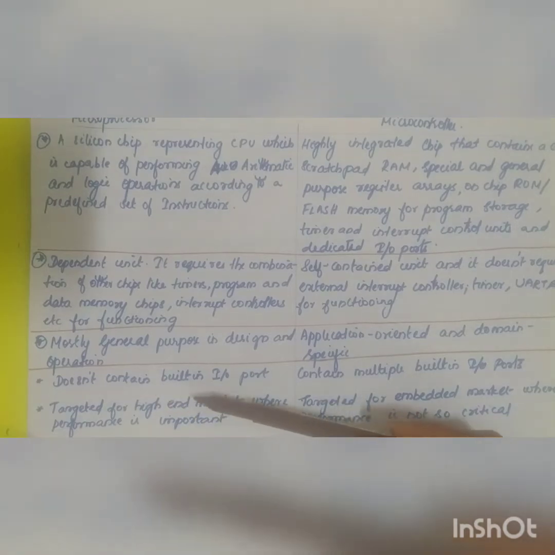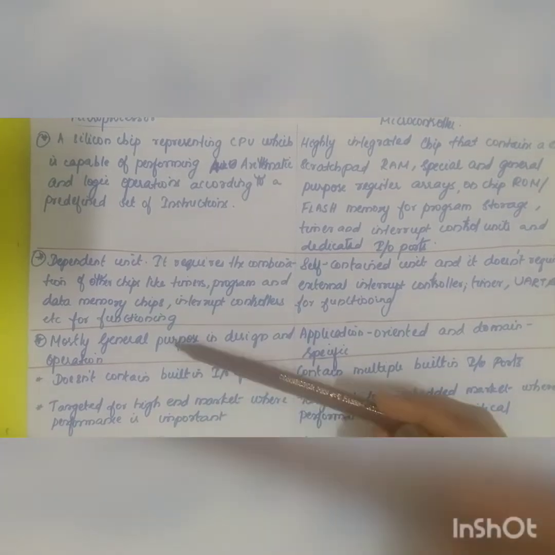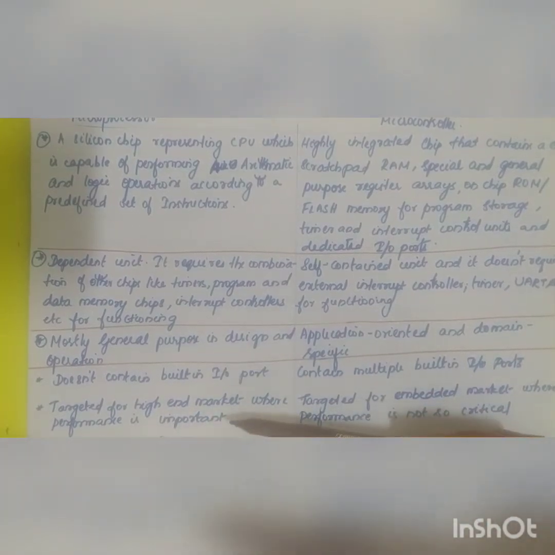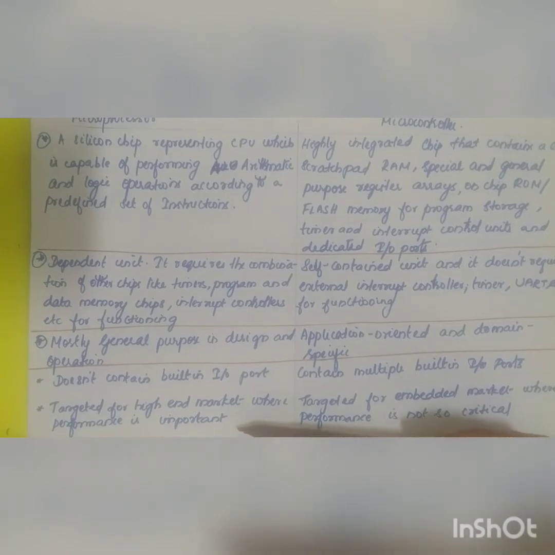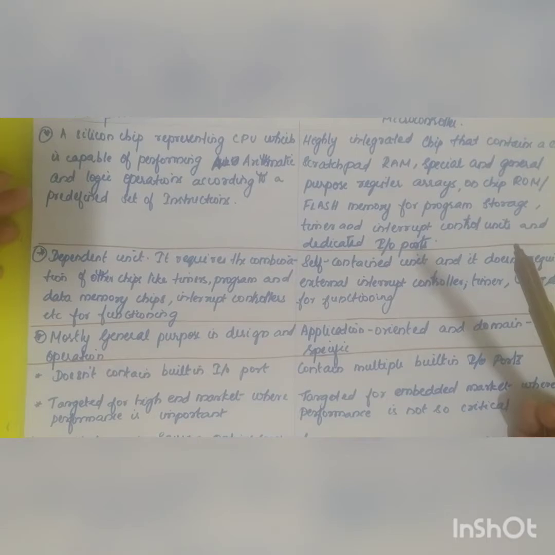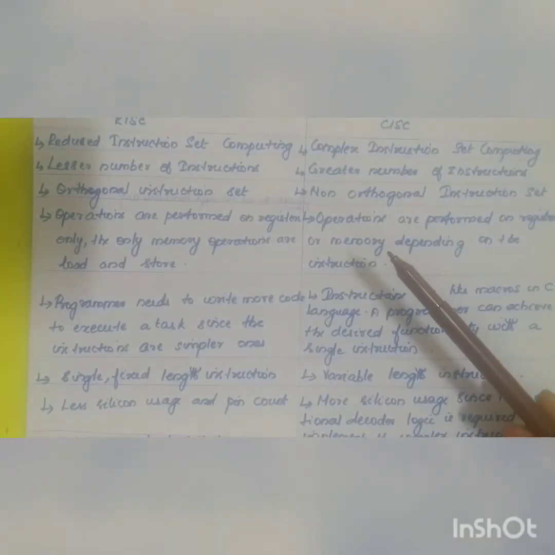A microprocessor does not contain built-in I/O ports, whereas a microcontroller contains multiple built-in I/O ports. The microprocessor is targeted for the high-end market where performance is very important, whereas the microcontroller is targeted for the embedded market where performance is not so critical. The last one is limited power saving options compared to the microcontroller, whereas your microcontroller includes lots of power saving features. These are the main differences between your microcontroller and microprocessor.